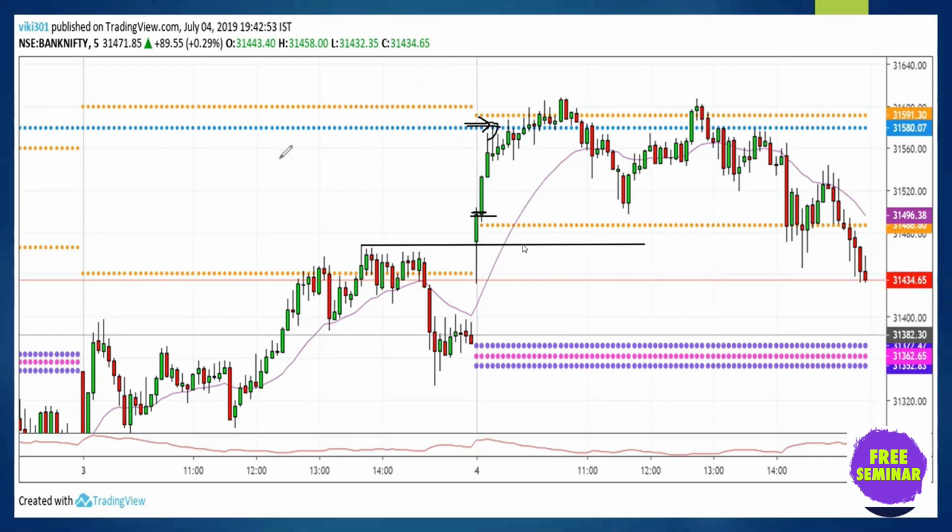Now comes the most important thing, that is stop loss, right? Stop loss is the most important in trading. That's why I said you should first focus on the risk in trading. Now where to keep stop loss? I can give you 3 options.